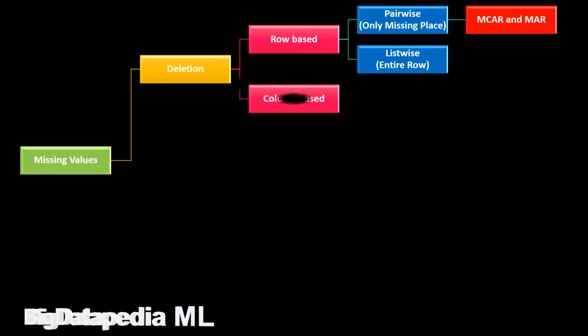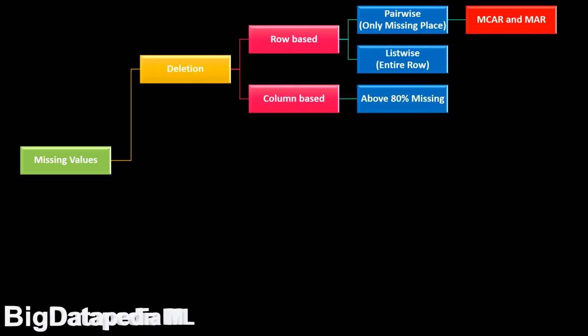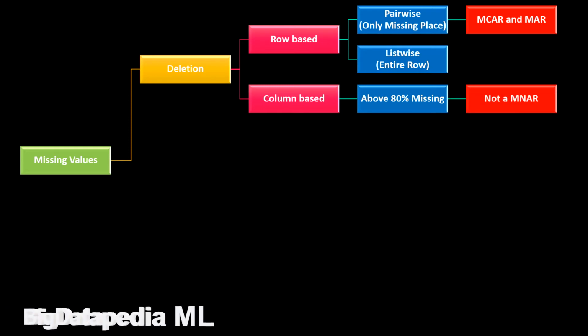For column-based deletion, we have to follow a few metrics. We want to check if more than 80% of the data is missing in the same column and it is not part of MNAR, missing not at random, which means there are few correlations with this data available. If the correlation is available but 80% of the data is also missing, then we cannot delete that column. We have to update the values with respect to the correlation method. Only if it is MNAR can we delete the entire column.